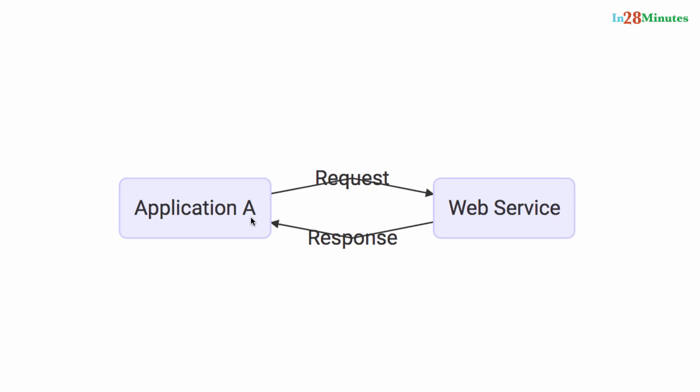So if application A needs some data from the web service or needs to perform some action on the web service, it creates a request. Application A will create a request saying, okay, I want details of to-dos of Ranga. Web service would look at the request, process it, and it would create a response with the list of to-dos that Ranga has, and it returns them back to application A. Request and response are the basic concepts behind web services.